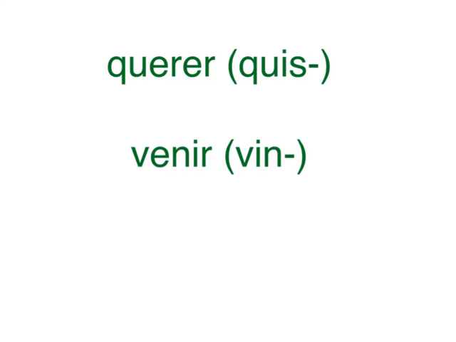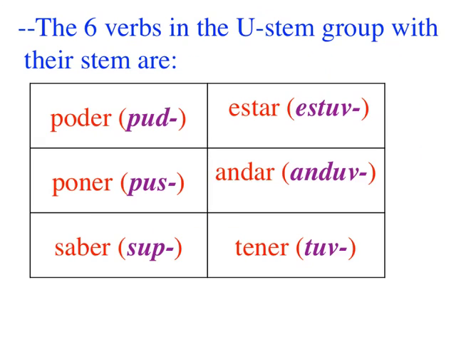So the next 2 verbs found in this group are querer, whose stem is Q-U-I-S, and venir, whose stem is V-I-N. So go ahead in your notes, write querer, Q-U-I-S in parentheses, the meaning, and then form the verbs. Remember, you're just going to write the stem and apply the ending. So go back to the part where, just above where the endings are, apply the endings for both of these verbs.